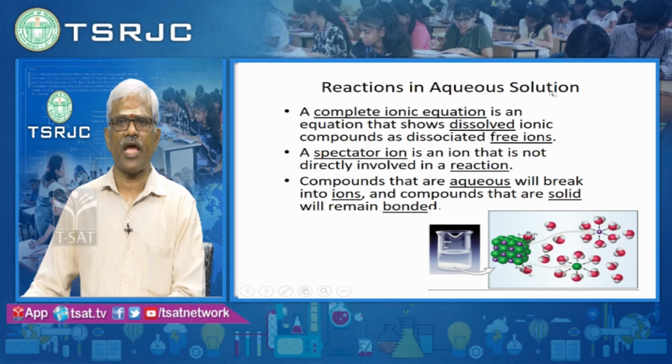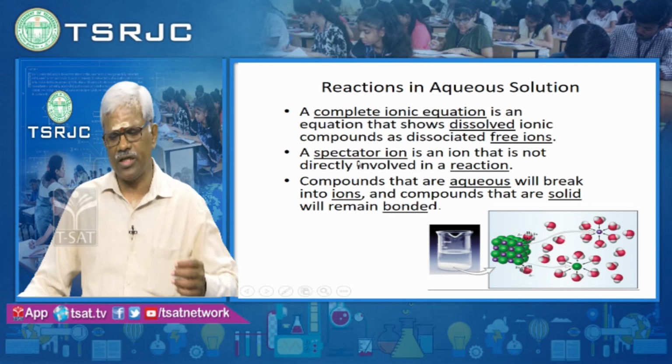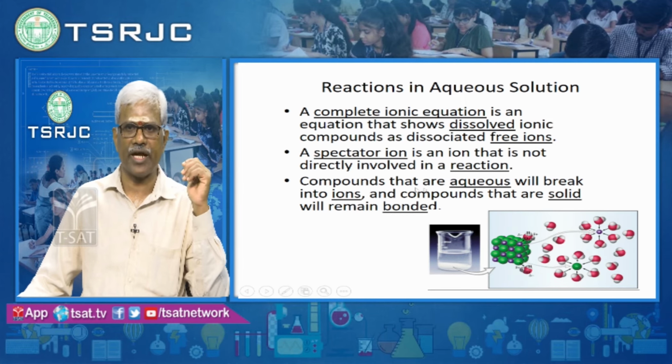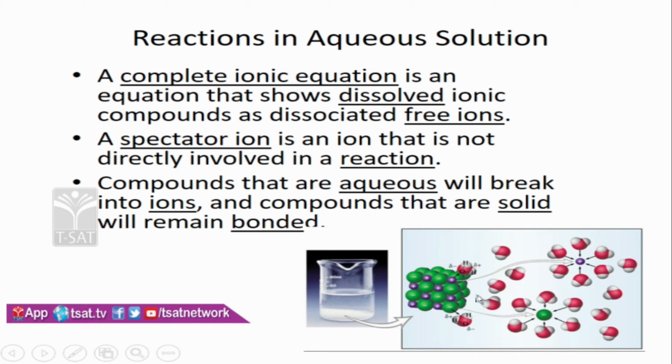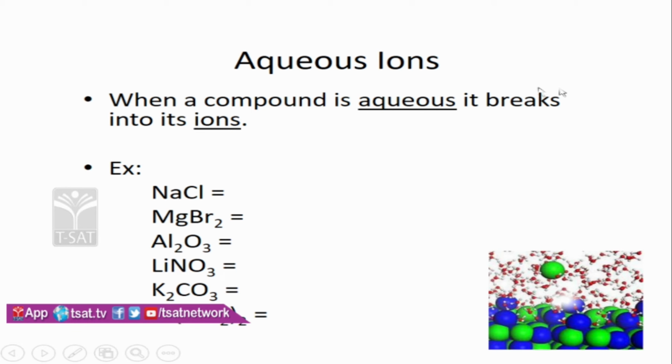So, a reaction in aqueous solutions is nothing but a double decomposition reaction. In aqueous solution, the ions will dissociate in the presence of water. Not all the salts, but ionic salts will dissociate into ions. Those are called aqueous ions. Sodium chloride will dissociate into sodium and chloride ions. Magnesium bromide dissociates into magnesium and bromide ions.